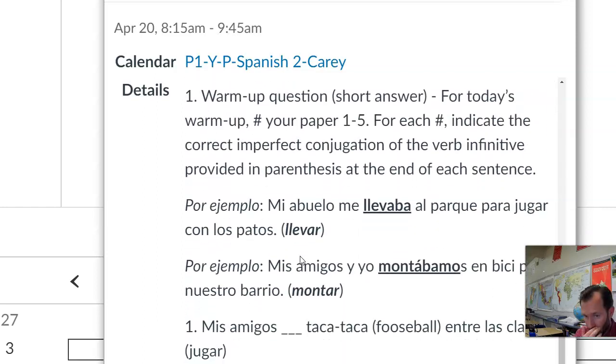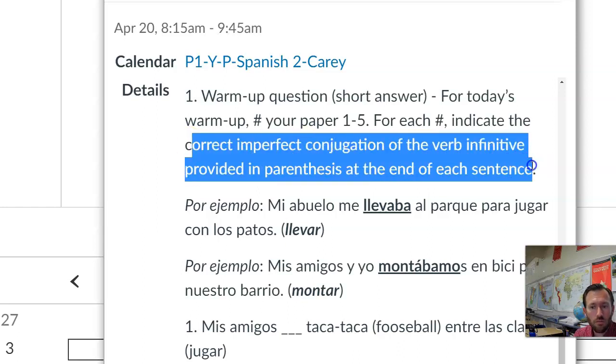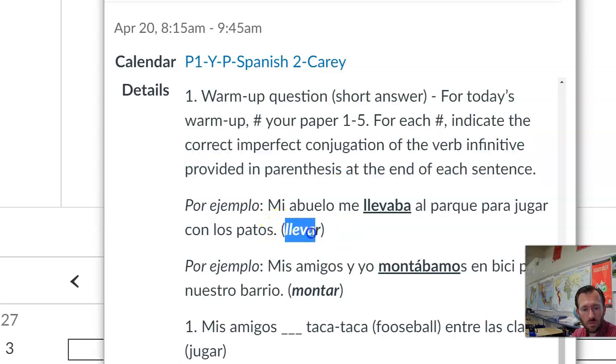Your warm-up for today is a fill-in-the-blank warm-up. Indicate the correct imperfect conjugation of the verb provided in parentheses according to the context of the sentence. For example, the verb being used for this first example is the verb llevar, to bring. Mi abuelo me llevaba al parque para jugar con los patos. My grandfather used to bring. Él me llevaba al parque para jugar con los patos. Used to take me to the park to play with the ducks.